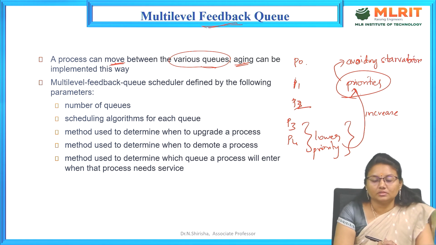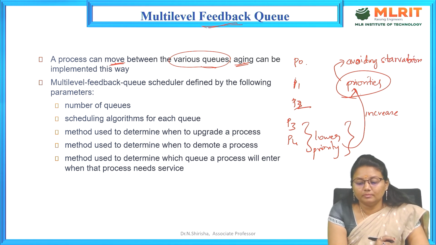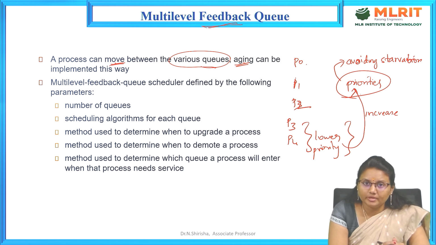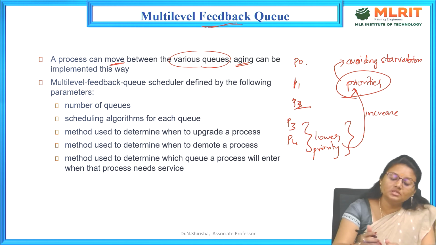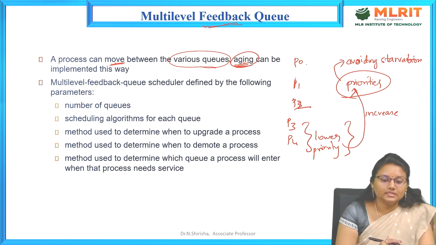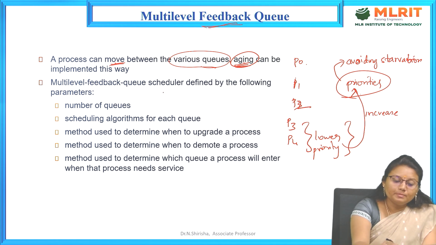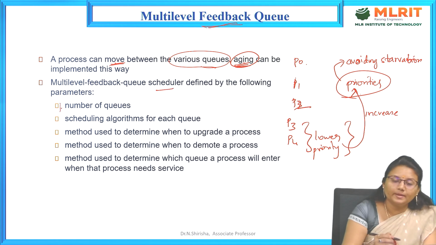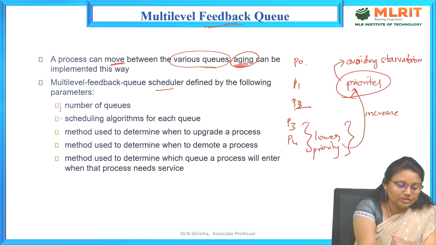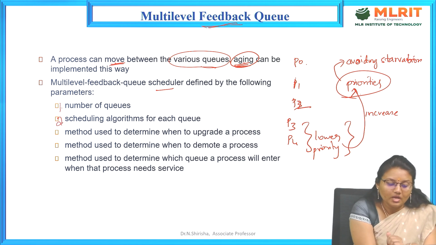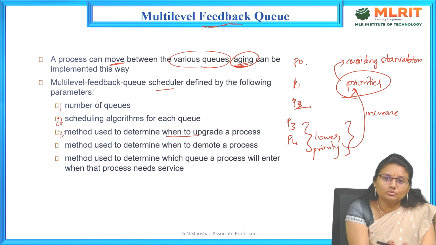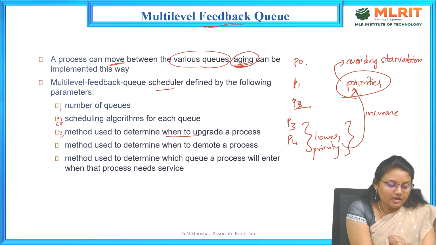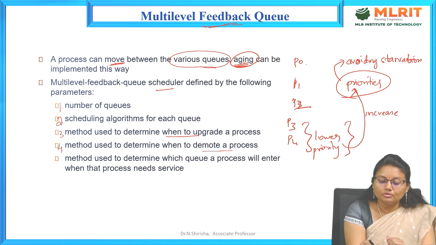Avoid the starvation. So this type of process where you are increasing the priorities and getting into the execution, that process we are calling as aging. So multi-level feedback queue schedulers are defined by the following parameters. We'll have to know the number of queues you have, the scheduling algorithm of each queue, the method used to determine when to upgrade a process (upgrade means giving the priorities), and the method used to determine when to demote a process.